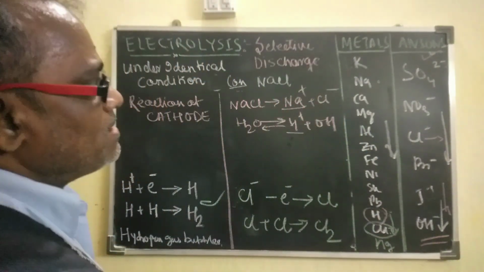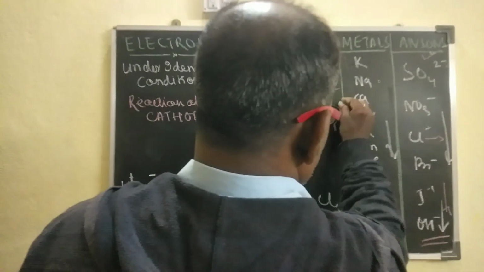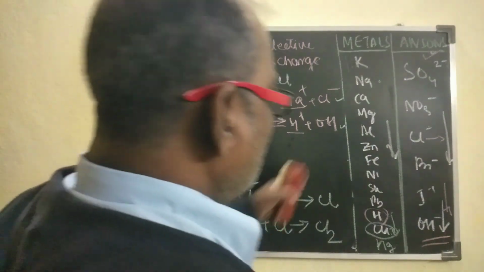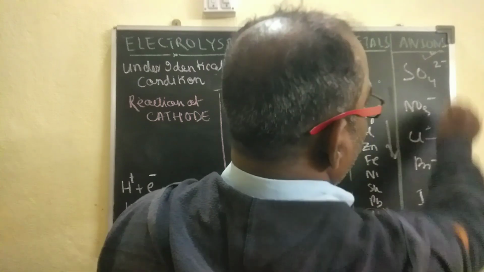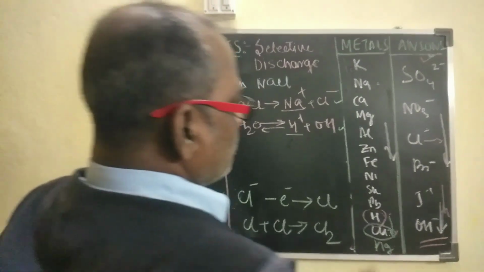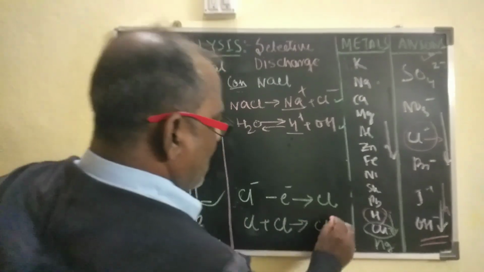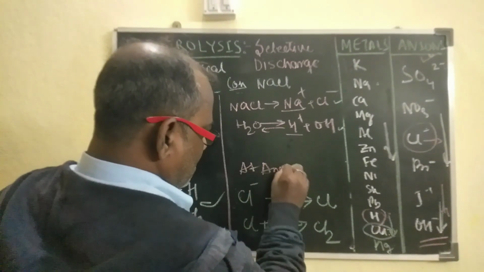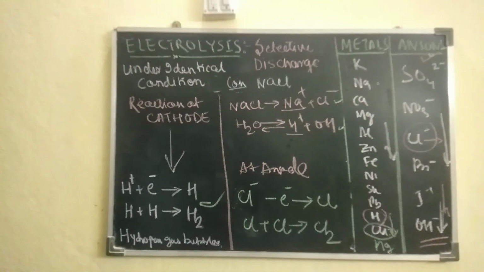But what happens at the anode? At the anode, chlorine and OH both will try to migrate there, and although OH is lower down the series than chlorine, due to the concentration, chlorine will get discharged over the anode, and the reactions are as follows. So this reaction is at the anode and this reaction will be taken as at the cathode. Thank you.